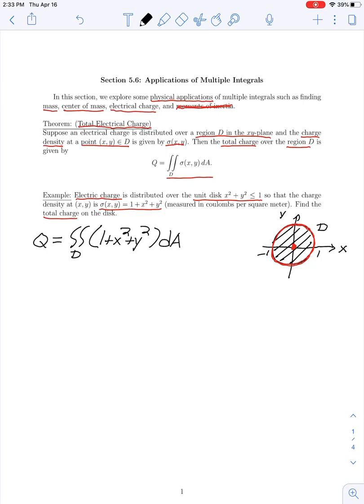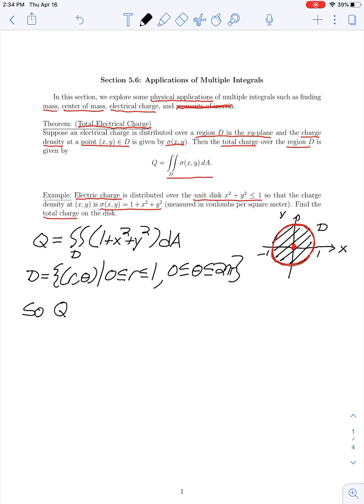So here, our disk D could be described as the set of points whose polar coordinates are given by r ranging from 0 to 1, since we had a disk of radius 1, and theta would range from 0 to 2 pi, since we're considering the full disk. That is a full rotation around our circle.